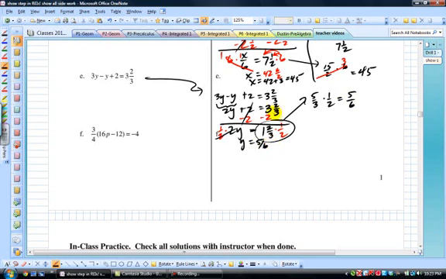Okay, let me check that. Subtract 2, 1 2/3, divide by 2. 1 2/3 is 5/3 times a half. 5/6. Sounds good to me. Okay. All right, the last one.